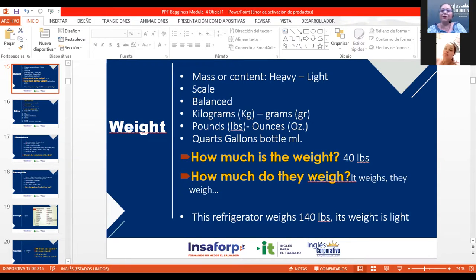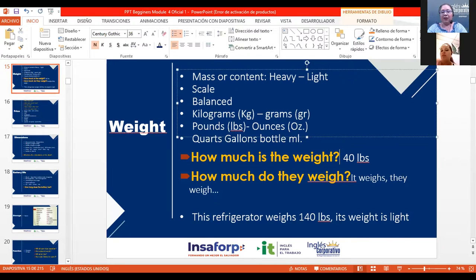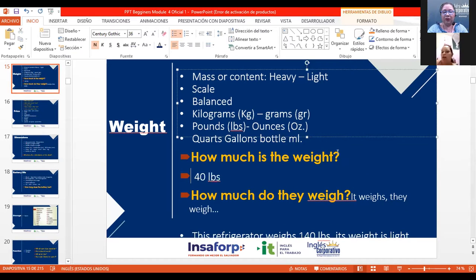Entonces, we can say if it is heavy, if it is light. Si fuera un producto así. La bolsa de churritos tiene como onzas, ¿verdad? Onzas o gramos, ¿sí? Entonces, podemos preguntar de las dos maneras. How much is the weight? O how much does it weigh? ¿Ok? Does it weigh? La voy a poner por acá para que no se olvide esto. How much is the weight?